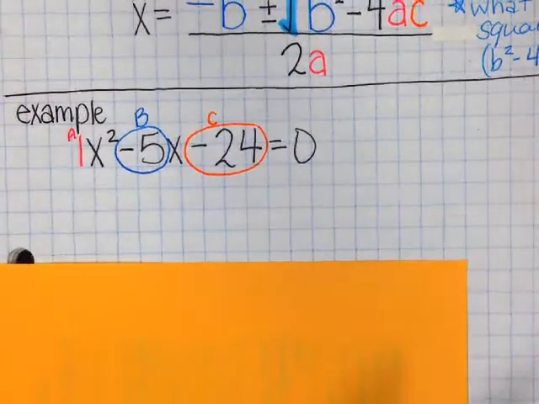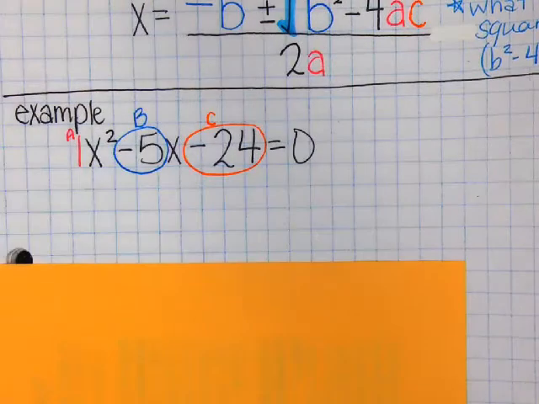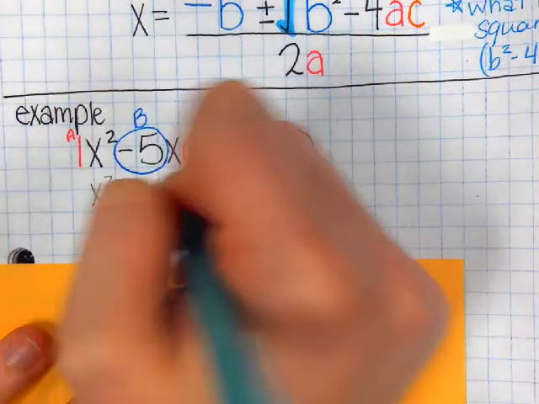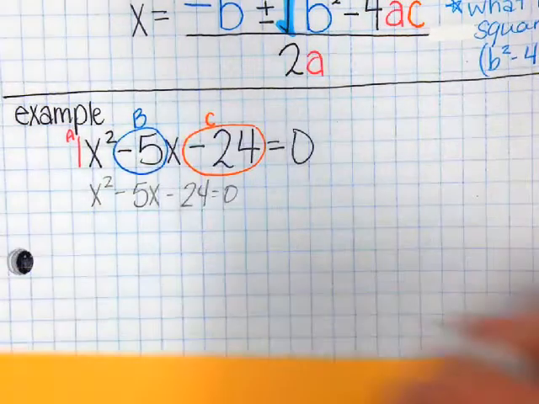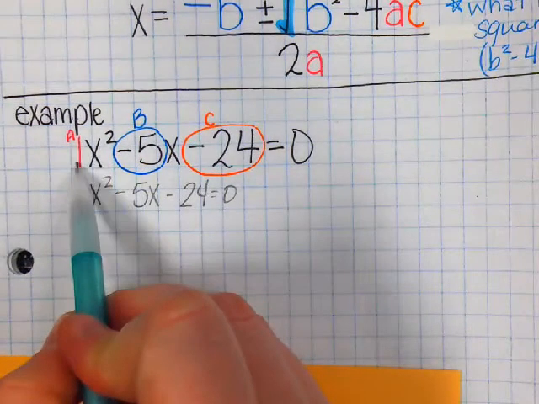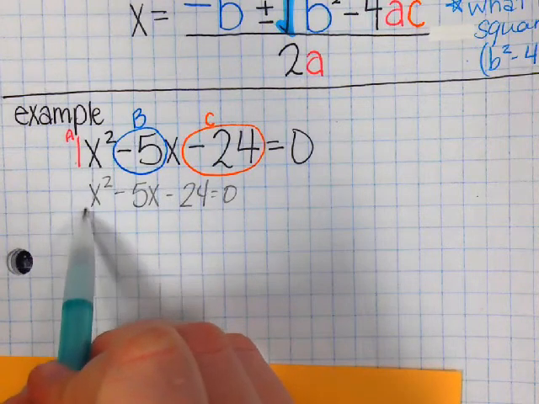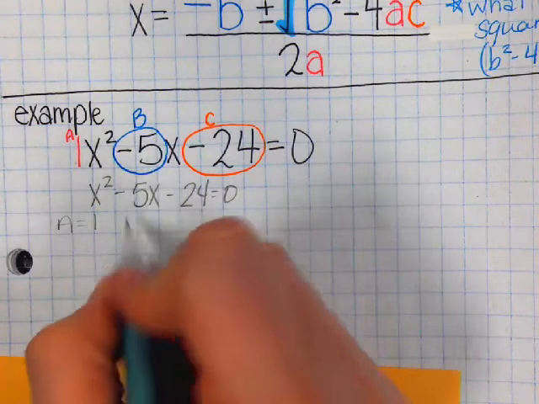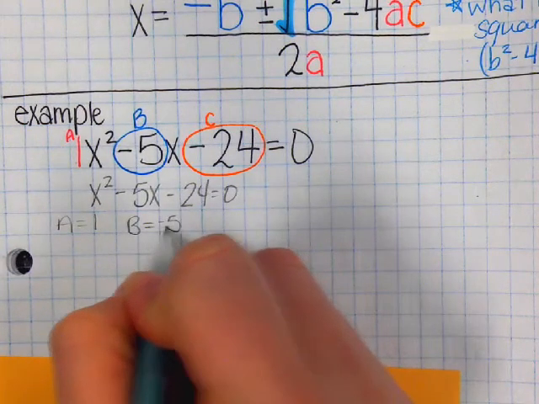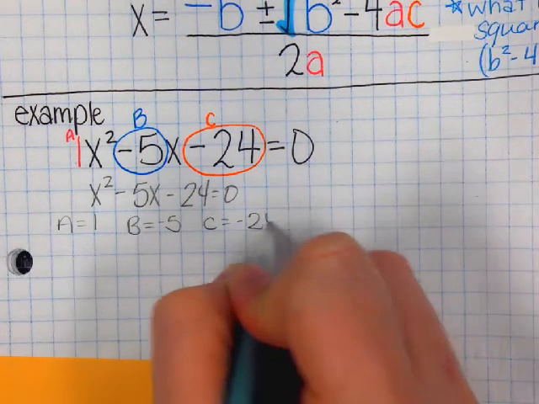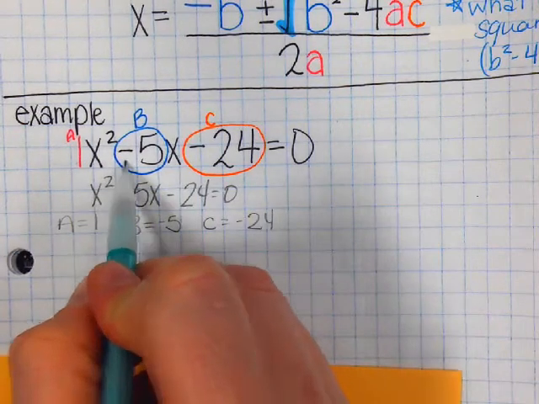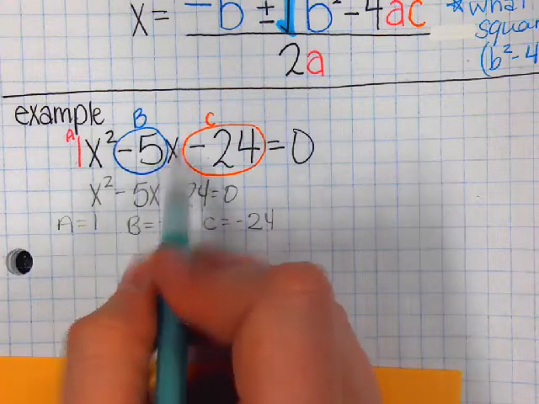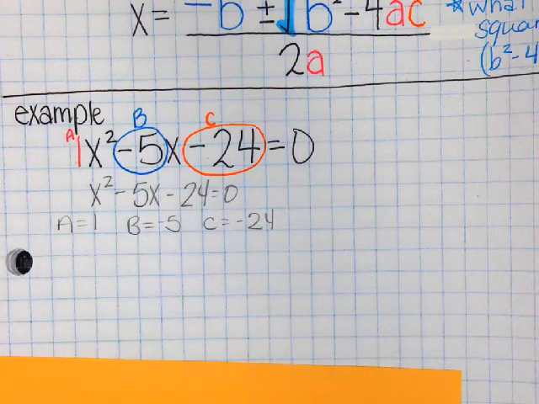So this right here is our first example. Notice the equation was written as x squared minus 5x minus 24 equals 0. So I wrote out the a value. Since there's no number in front of x squared, it would just be 1. So our a is going to equal 1, our b is negative 5, and our c is negative 24. Make sure you circle those, and circle the sign included. Don't forget to include the sign.